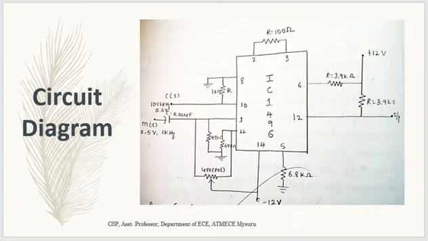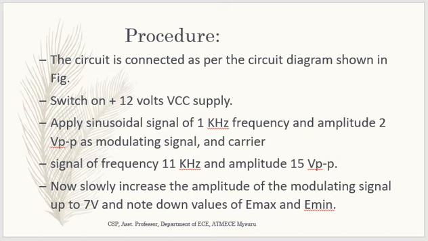This is the circuit diagram of the AM as well as the DSB-SC. First, the circuit is connected as per the circuit diagram shown in the figure. Switch on the plus 12 volts VCC supply from the power supply and apply a sinusoidal signal of 1 kilohertz, with the amplitude very low, as the modulating signal, and the carrier signal of frequency 11 kilohertz with an amplitude of 15 volt peak to peak.